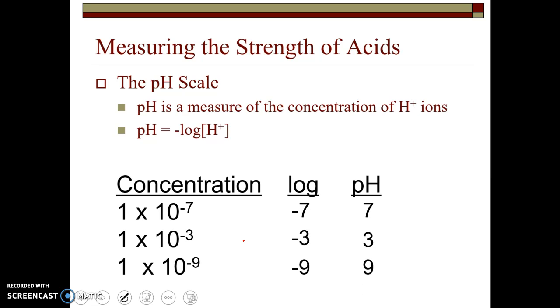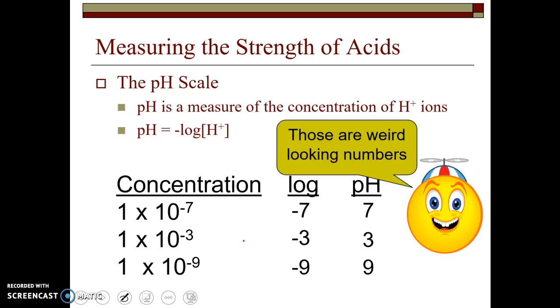Now, of course, these are all nice, pretty numbers. It's not always this pretty. Sometimes you might have to use your calculator. And for this course, we're actually not really going to use that equation. We'll use that a lot in Chem 2, but we want to have some understanding of where that comes from. Now, those are kind of weird-looking numbers, and we still have to answer, well, why does the pH scale go backwards? Well, look at these 3 concentrations.